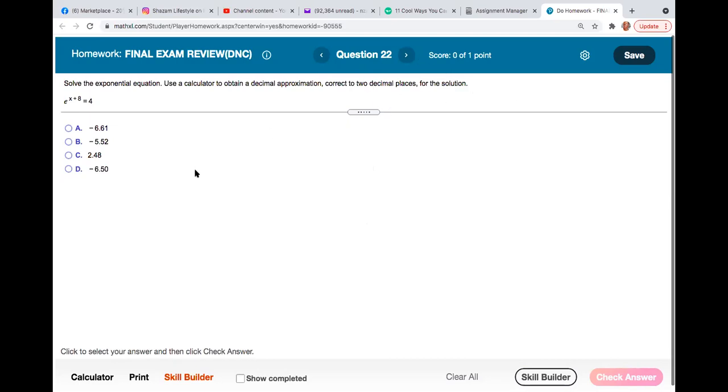All right, guys, on this one, we actually need to work it out. So let's go ahead and work it out. By the way, worst case scenario, you don't know how to do this one, you can plug and chug it. Take the answer choices, plug them in for x, and see which one makes the problem true. But to solve this one, we're going to take the natural log of both sides.